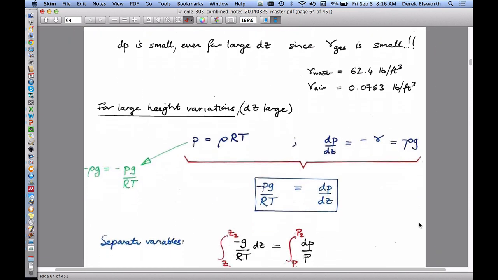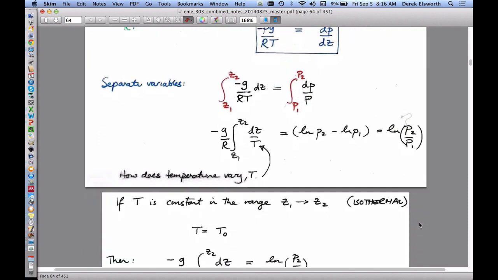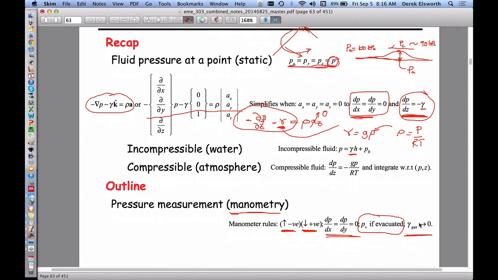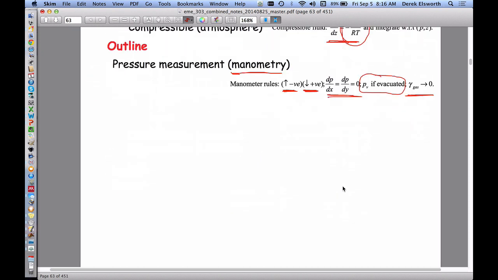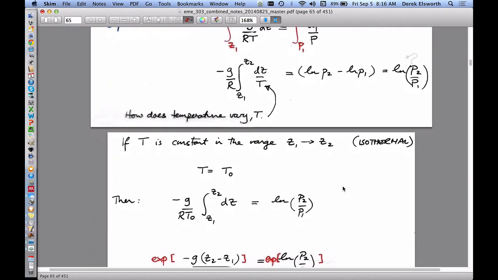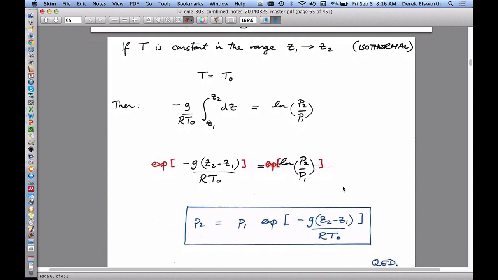We went through a bunch of this last time. You'll remember when we talked about compressible fluids, what we did was we wrote the rate of change of pressure with elevation as a function of the ideal gas law, and we integrated that to come up with an expression, which was maybe the last expression we had last time, this expression here.